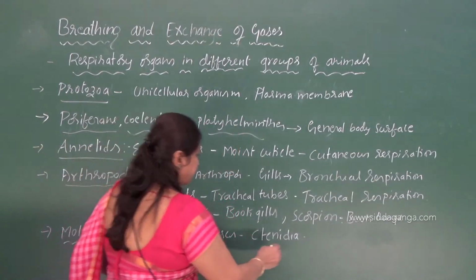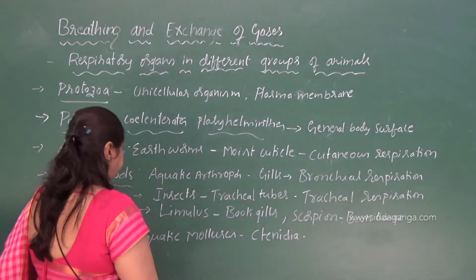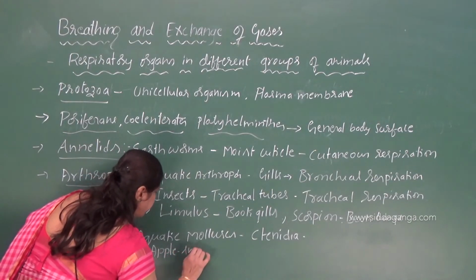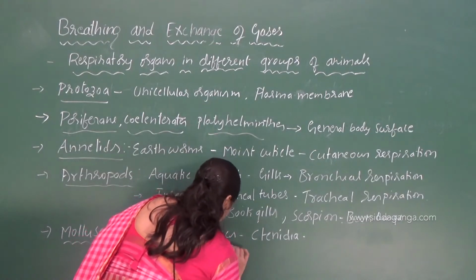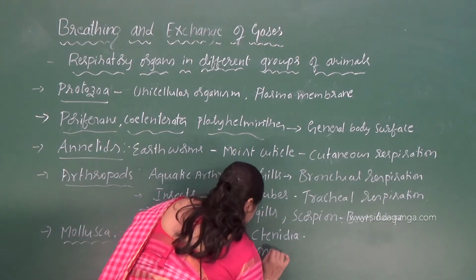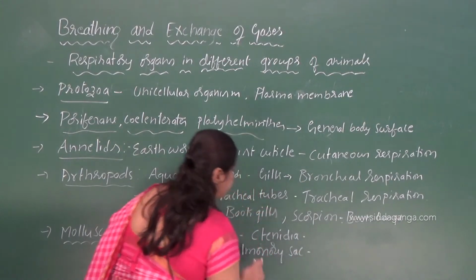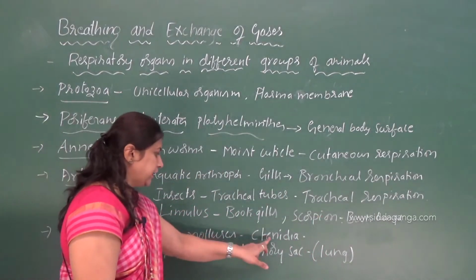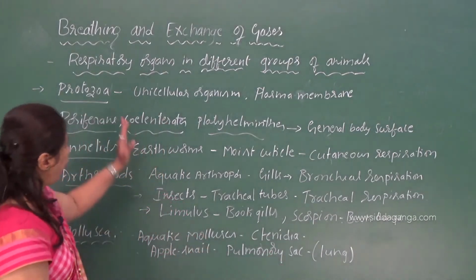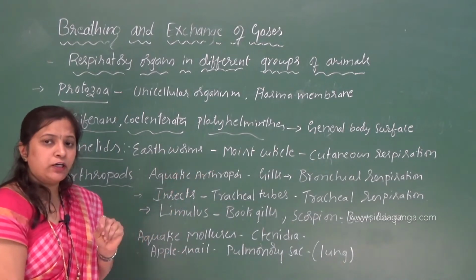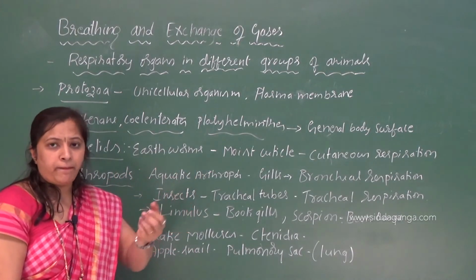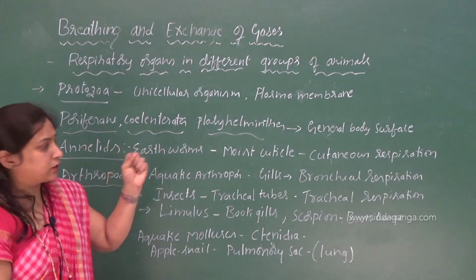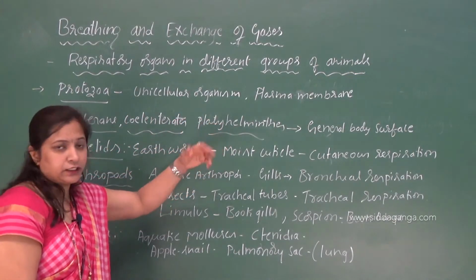So in aquatic mollusks, the respiratory structures are the ctenidia, and in some land molluscans like apple snail, the respiratory organ is called the pulmonary sac. It is a hollow organ which functions like a lung. So in Mollusca, the respiratory organs are the ctenidia and the pulmonary sac. All these are the respiratory structures in invertebrates. Invertebrates means animals without a backbone or vertebral column.